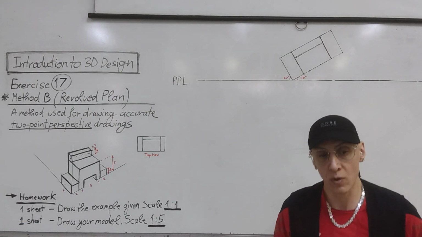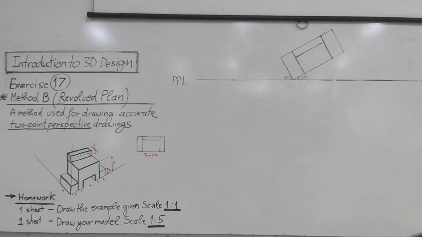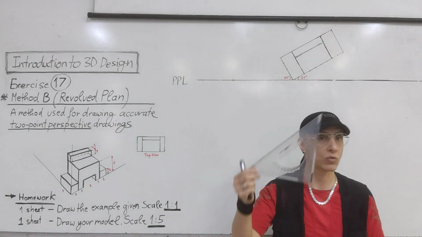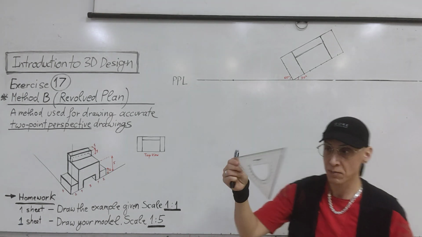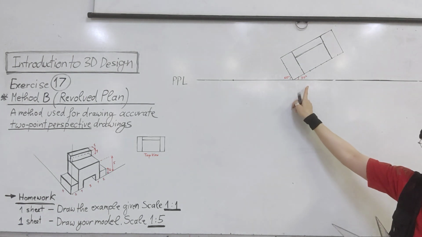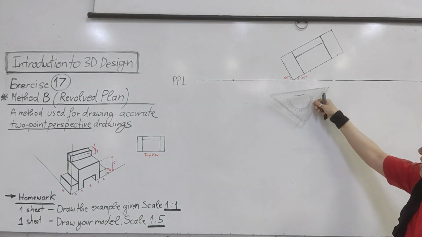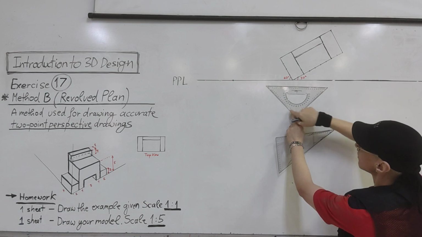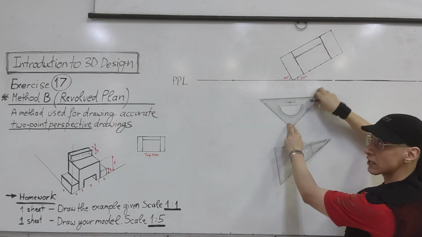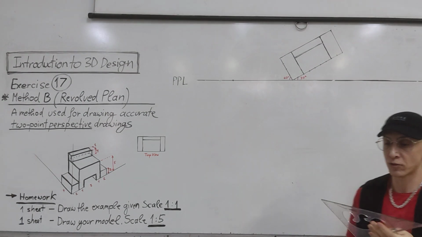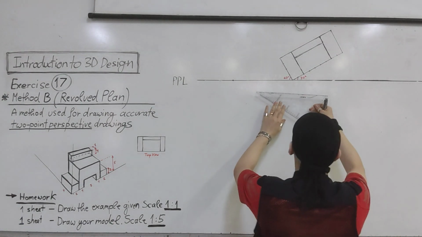But with this method, you can only use this ruler. You cannot use this. Why? Because this is the 45 degree. We have here 60-30. Now, if you use this, the lines, so this line and this line will not be parallel. And this is a big mistake. Okay? So be careful.